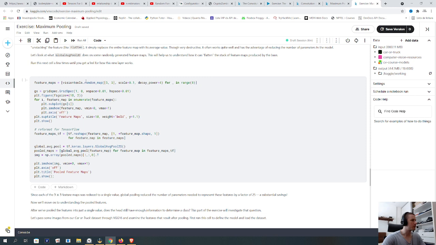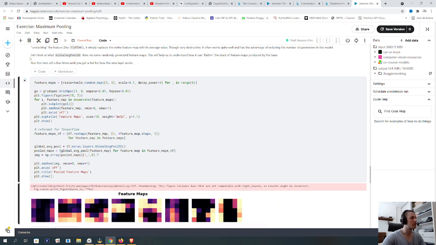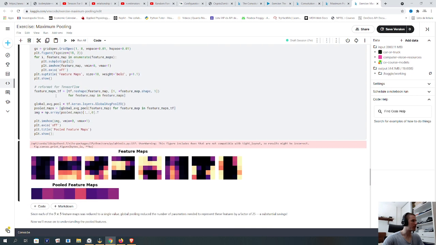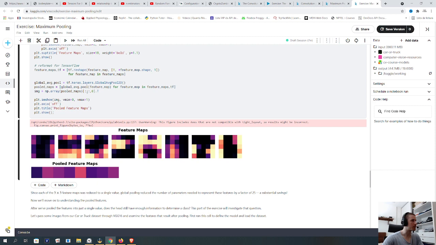So visiontools.random_map determines the size, the scale, the K power. I assume the K power is how much it's gonna lose in accuracy. How much it's gonna simplify. I'm not sure. Feature maps, they have shape, feature map.